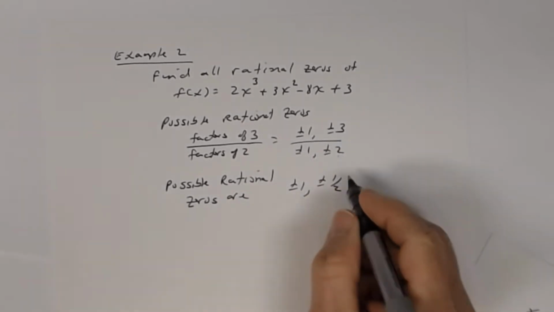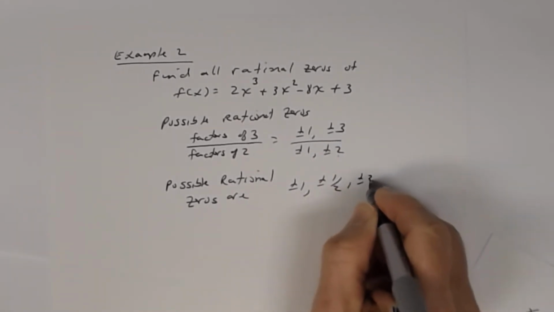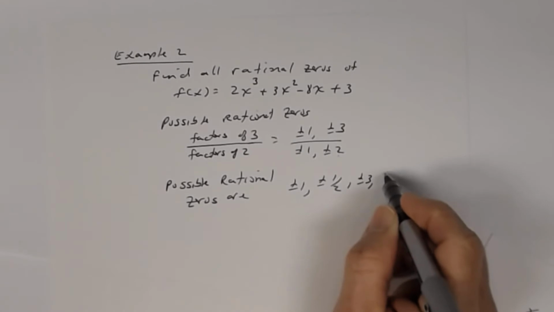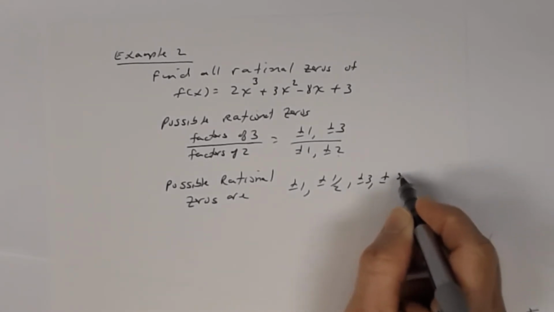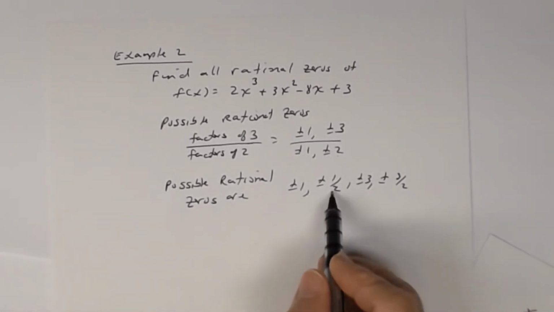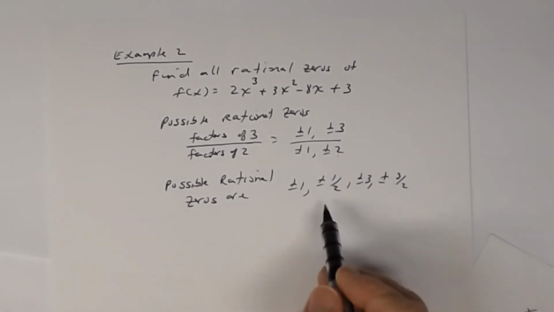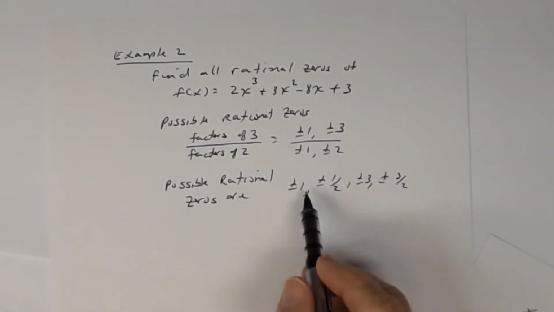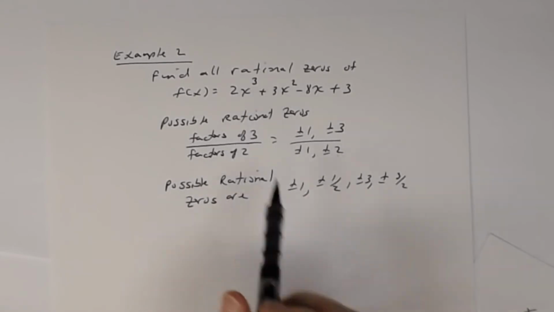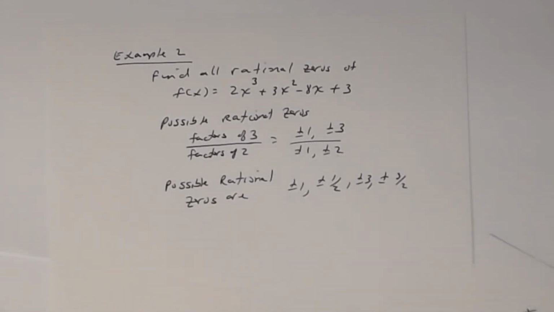3 divided by 1 is 3, plus and minus 3. And then 3 divided by 2 is 3/2, so plus and minus 3/2. All right, so I have 2, 4, 6, 8. I have 8 possibilities. Now, obviously, at most I can have is 3, right? At most I can have is 3.